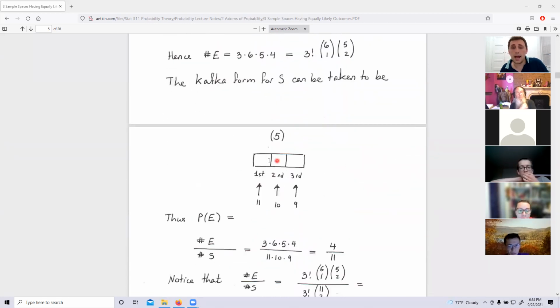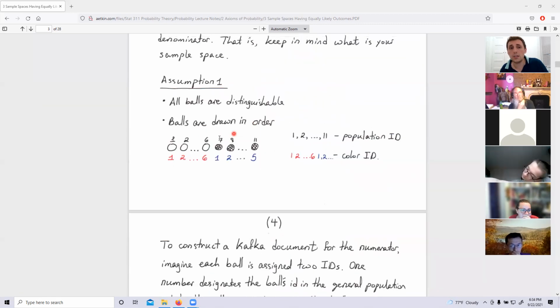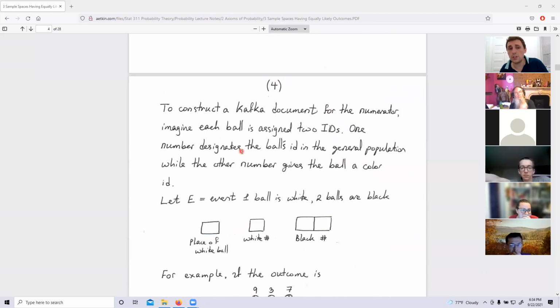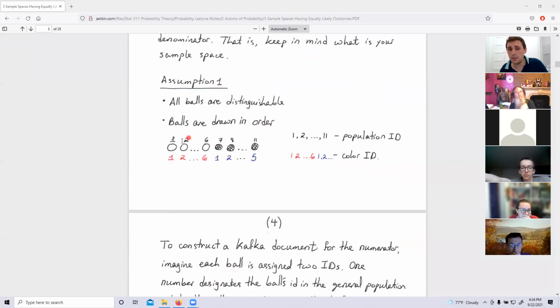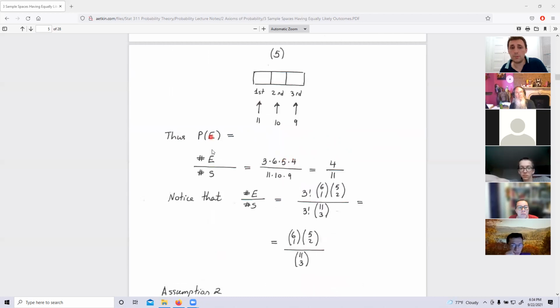And then I can have the document for S. For the document for S, I use the population. For the numerator, I use the respective ball IDs, and for the denominator, I use the population. I use those numbers to describe them, the top numbers. So the first outcome can be any one of 11, any one of 10 is the second outcome, and any one of 9 is the third outcome. So altogether, the probability of E is number in E divided by number in S, and it's this number divided by this number, and it happens to be 4/10.